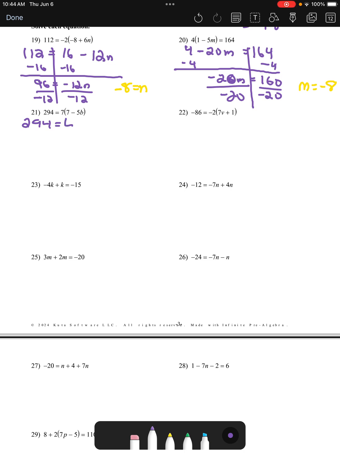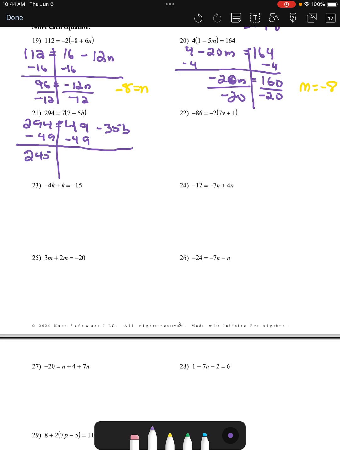Number 21, we have our 294 equals 7 times 7 is 49. 7 times -5b is -35b. Two-step equation now. Subtract 49 from both sides. When we do that, 294 minus 49 is 245. And that's equal to -35b.